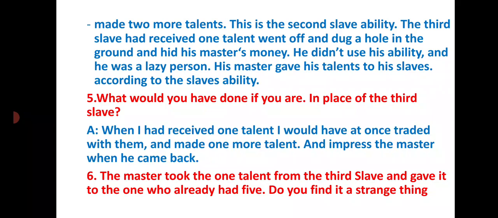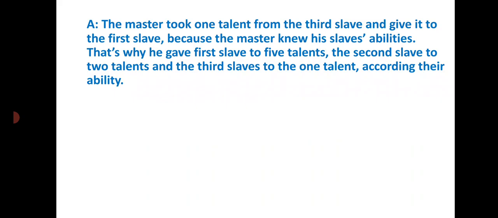The master took 1 talent from the third slave and gave it to the one who already had 5. Do you find it a strange thing? The master took 1 talent from the third slave and gave it to the first slave because the master knew his slaves' abilities. That's why he gave the first slave 5 talents, the second slave 2 talents and the third slave 1 talent, according to their ability.